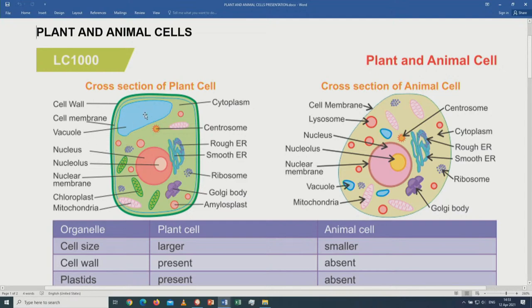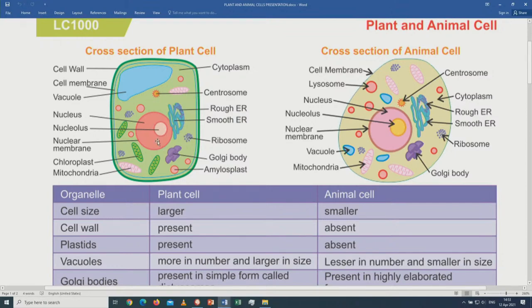Another part is the vacuole. The vacuole is filled with cell sap. Cell sap contains sugars and salts. The main aim of a vacuole is to keep a cell firm, meaning that it provides turgidity. If the cell sap gets out of the vacuole, the whole cell will be flaccid, meaning that the cell will collapse.